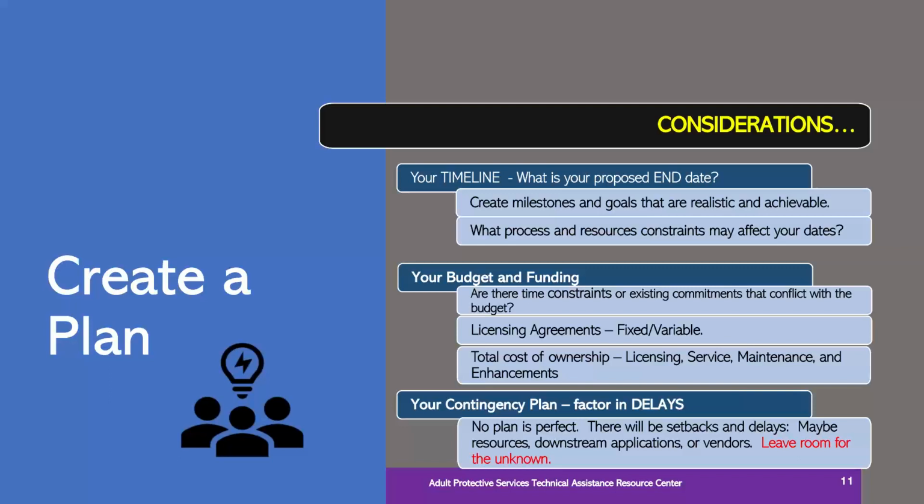Another thing that you should take in consideration is budget and funding. This is included in your planning. So sometimes there are priority conflicts. Sometimes there are things that take priority over your actual task. So you should consider this as part of your funding and budgeting. With budgeting, you should also look at the licensing.